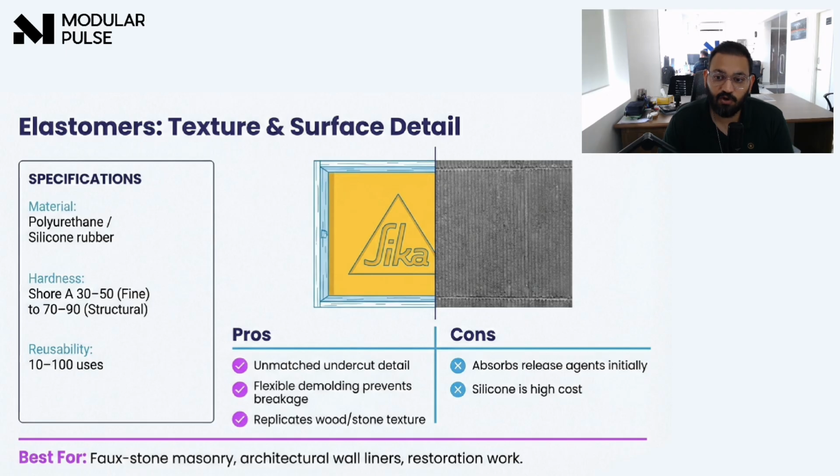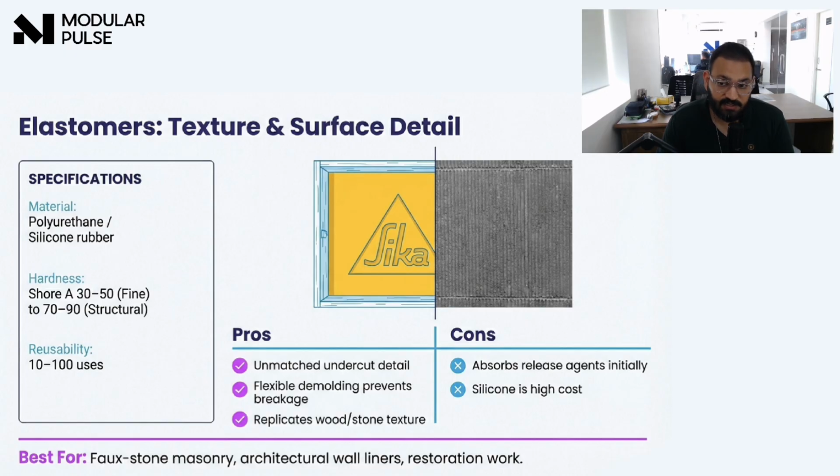The concrete would lock into the grooves. This is where elastomeric liners, rubber or polyurethane liners, save the day. They are flexible, and when you pull out the panel, the rubber stretches and snaps back, releasing the concrete from the deep undercuts without breaking the edges.